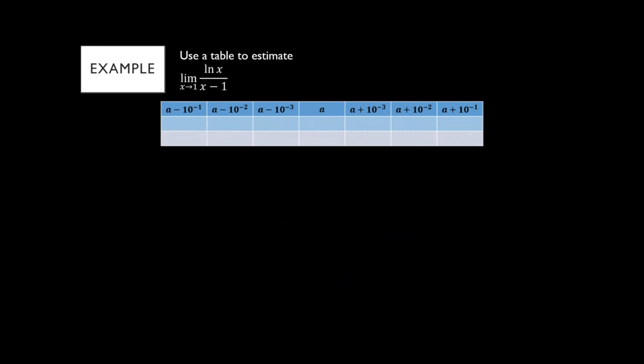Okay. Here we've got a natural log in our limit. We've got the natural log of x over x minus 1, and we're finding the limit as x approaches 1. So I'm going to just fill in my table, and then I'm going to pull up my Desmos.